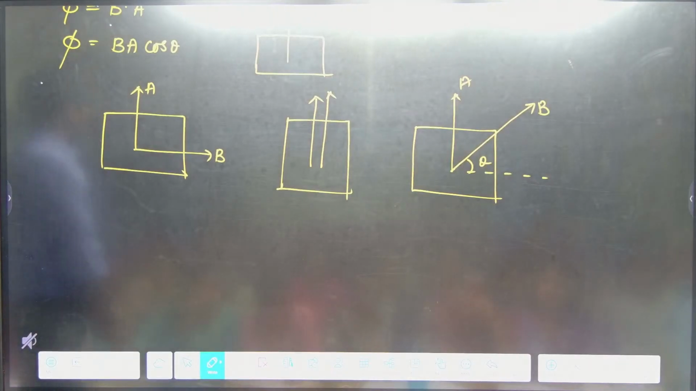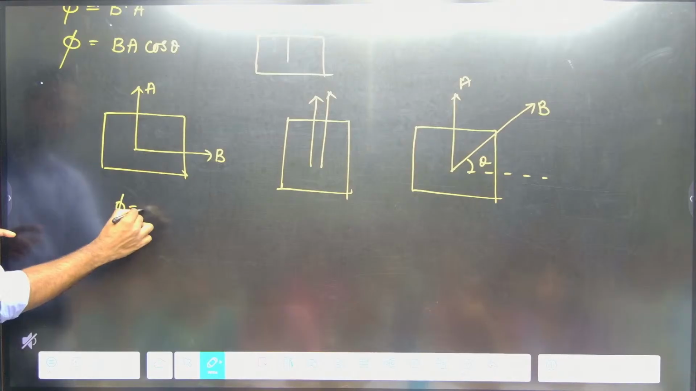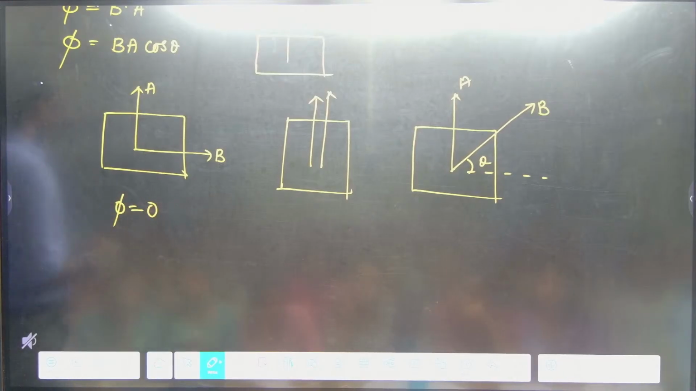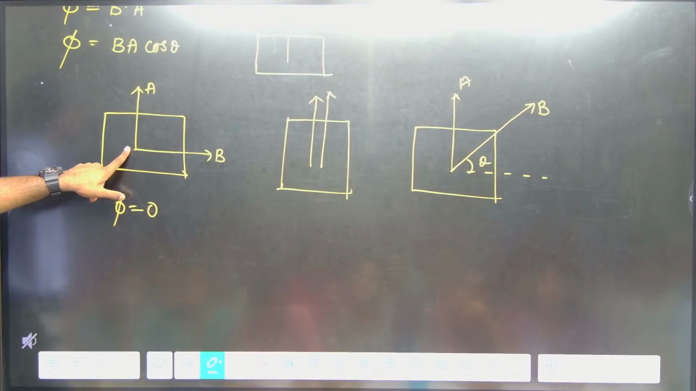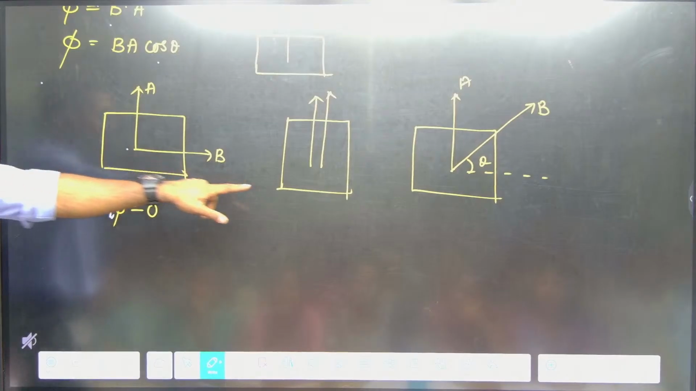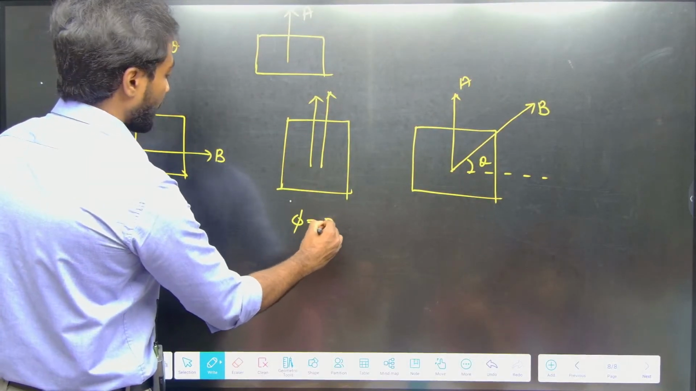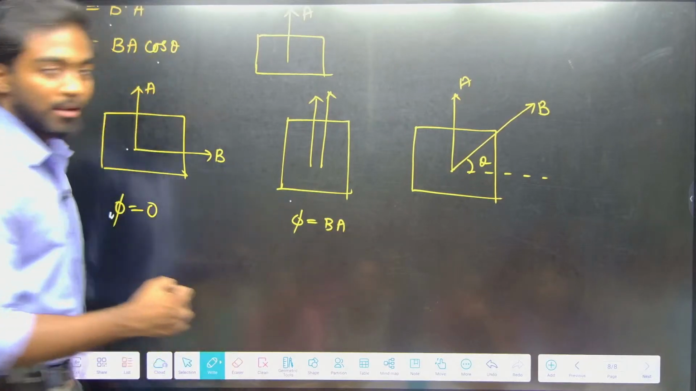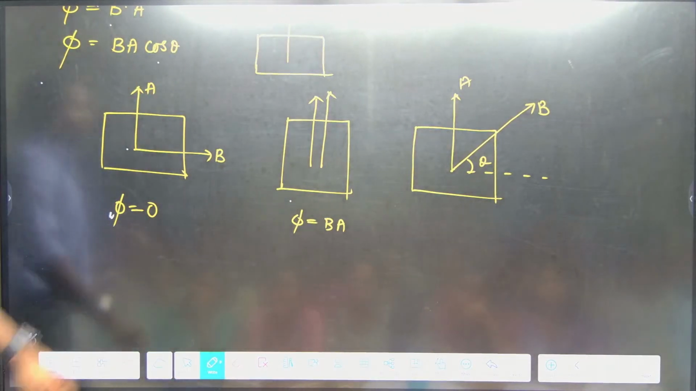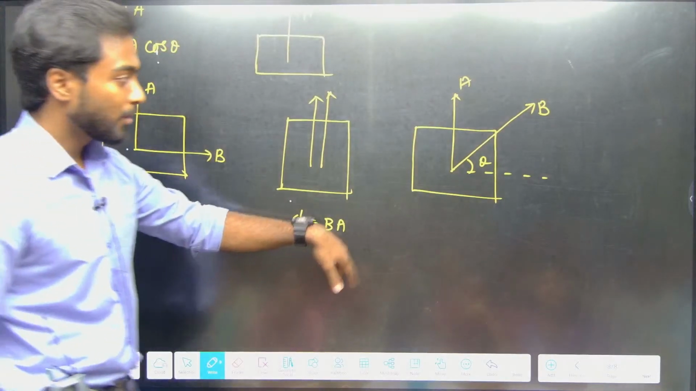First one is phi is equal to 0. Any doubt here? Because the angle between them is 90, cos 90 is 0, so something multiplied by 0, I will get 0. What about the second one? Phi is equal to B A, because the angle between them is 0 degree, so cos 0 is 1. So phi is equal to B A. What about this one?